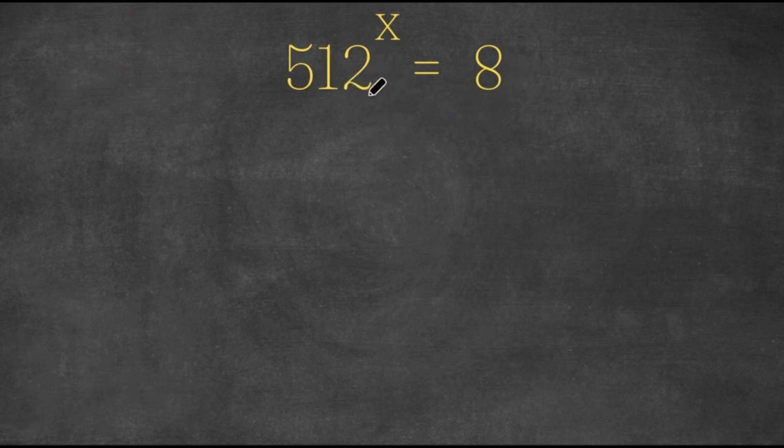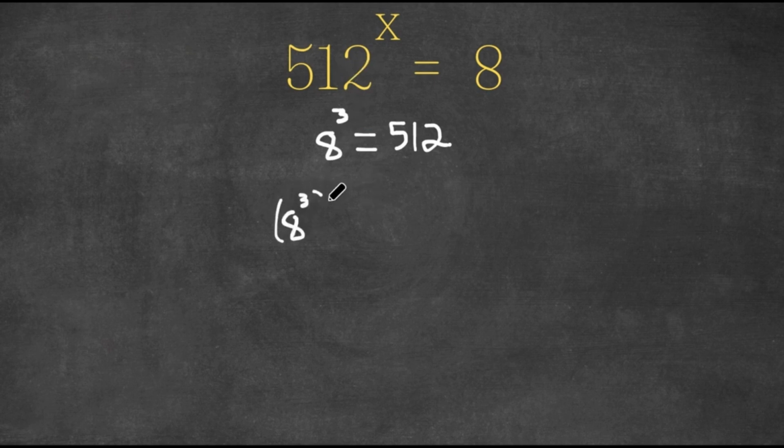Well, 512 is actually the same as 8 to the power of 3. 512 is equal to 8 to the power of 3. So what I'm going to do is replace 512 with 8 to the power of 3. So we have 8 to the power of 3 to the power of x, because we have to still put this to the power of x, equals 8.